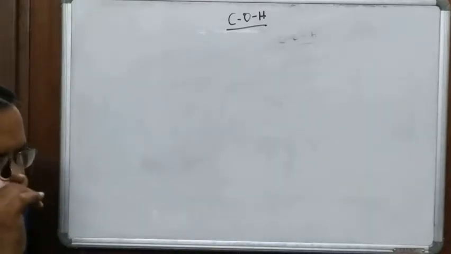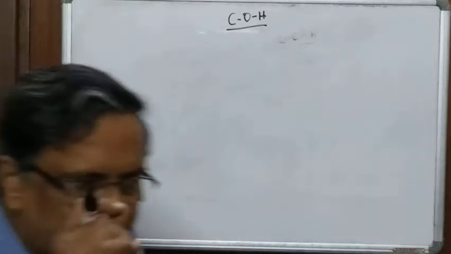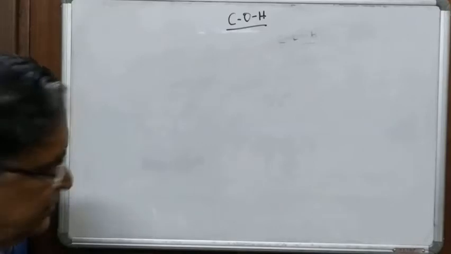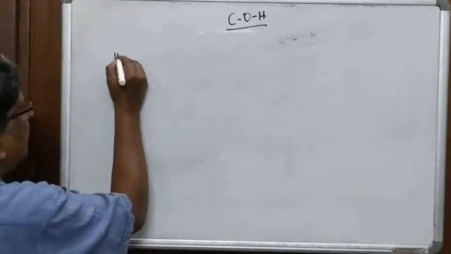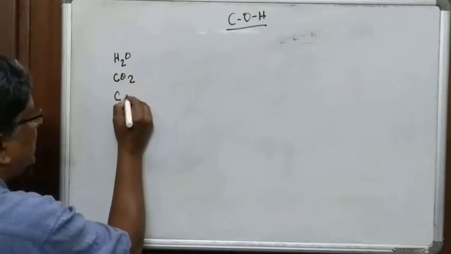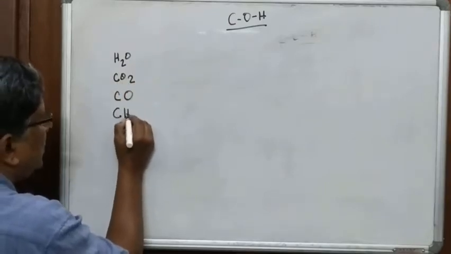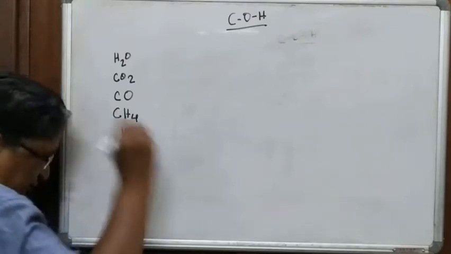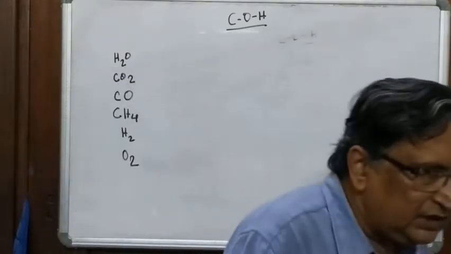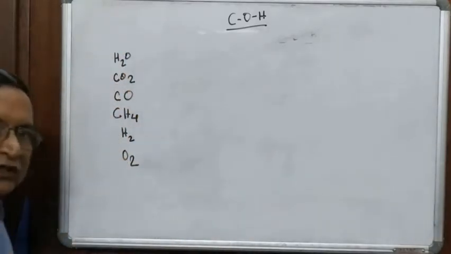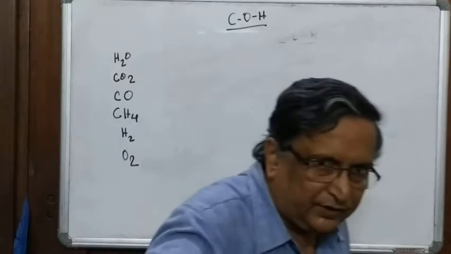In that fluid, these are the following fluid components. Say, for example, H2O, CO2, CO, CH4, H2, and O2. These are the fluid components, the phase components of a fluid.